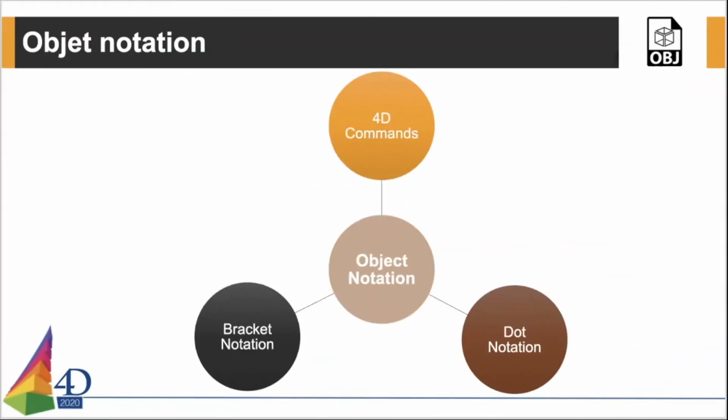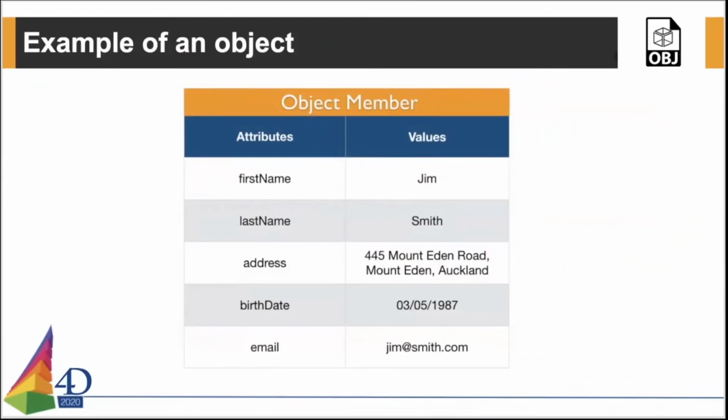Notation has three types with which objects can be manipulated. An object is a set of attributes or properties, and each one of them has its own value on the other side.